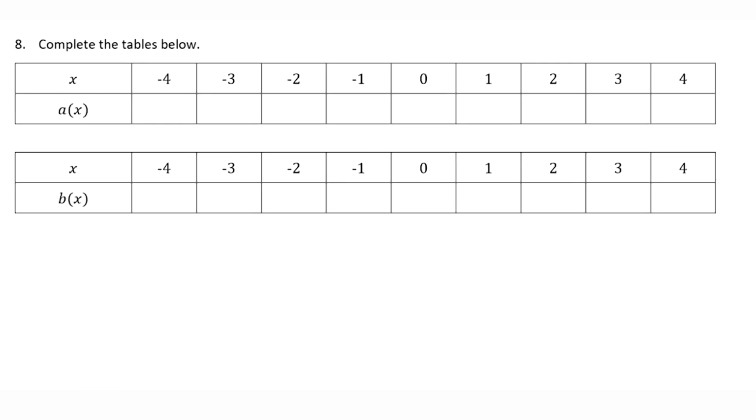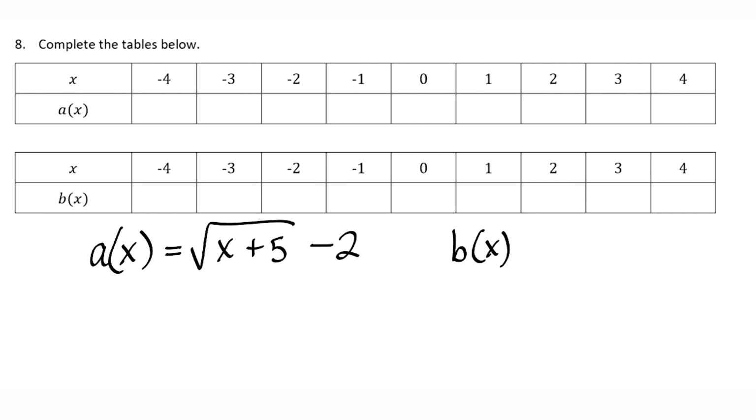And just to take time to re-illustrate how to do this, I have some tables that I asked you to complete. Now, the functions a, I'll rewrite them. The a of x function is the square root of x plus 5 minus 2, and the b of x function is negative the quantity x minus 3 squared plus 2.